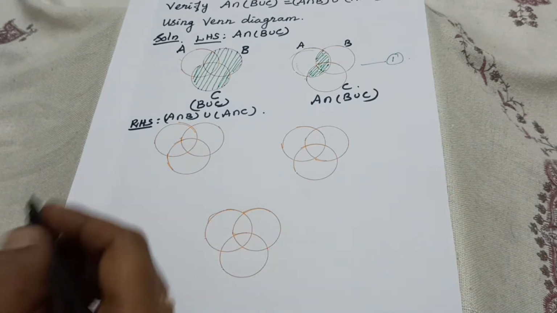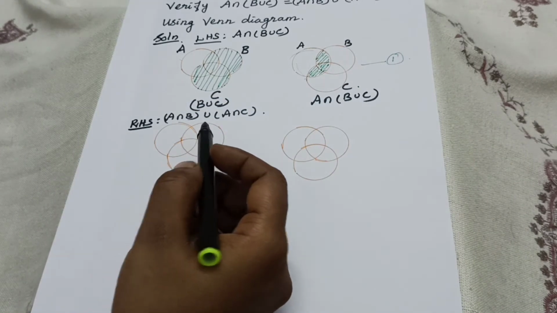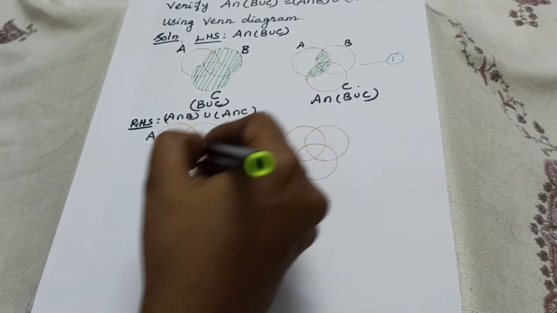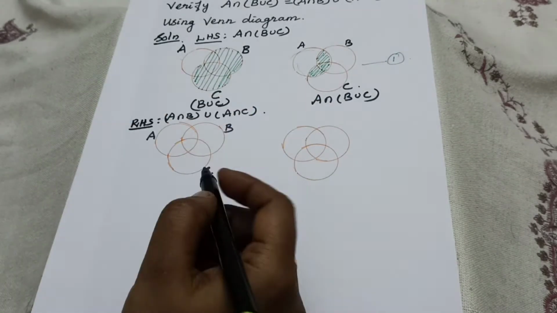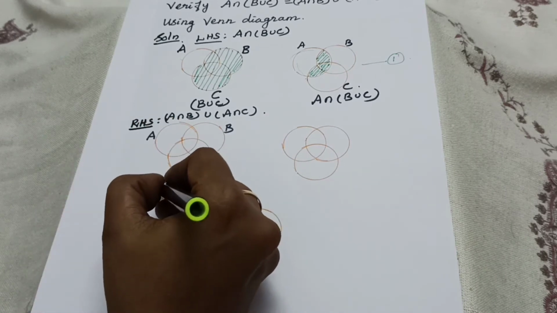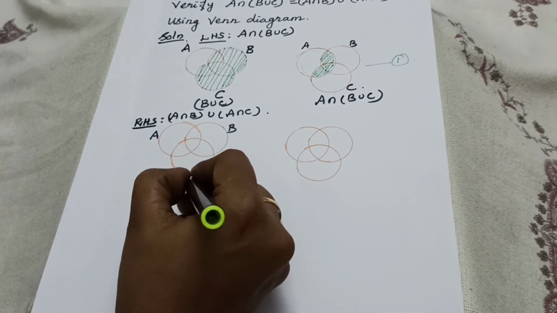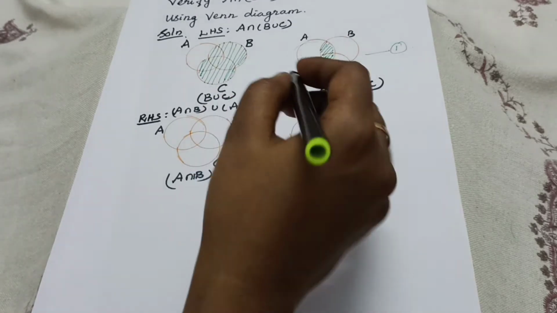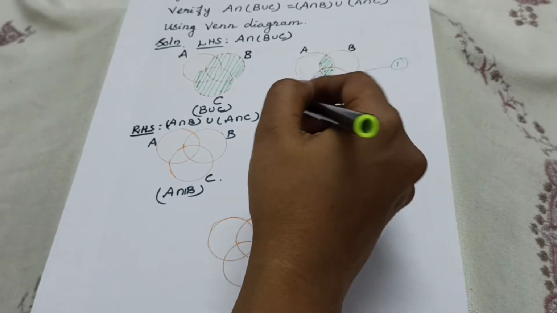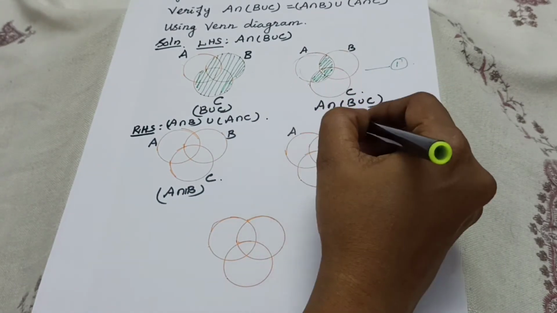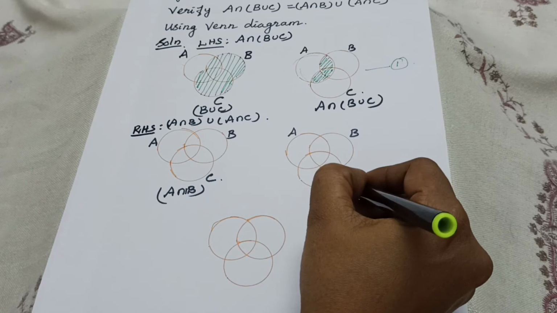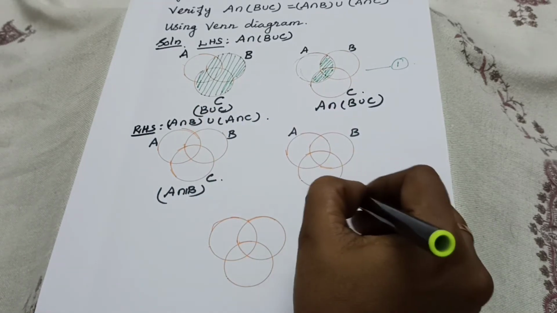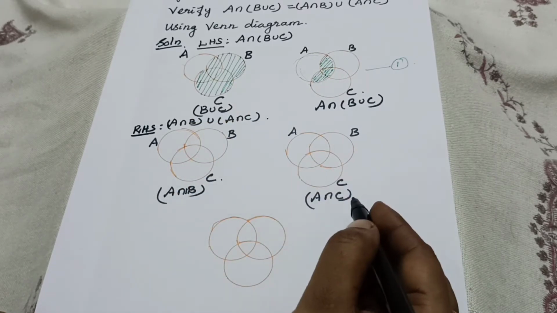Have you understood? Then here also 3 sets. We have to take this set as A, B, C. First we have to find what is inside the bracket. A intersection B we have to draw. Then next one A intersection C. So here also we have to take A set, B set, and C set. Inside the bracket A intersection C is there.